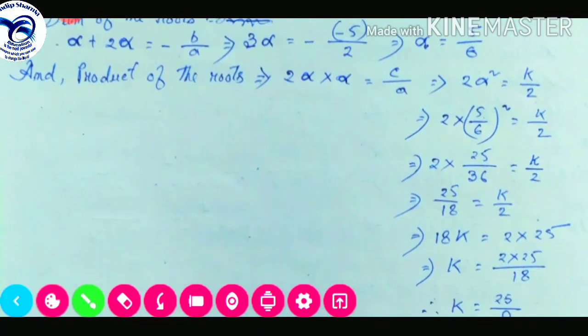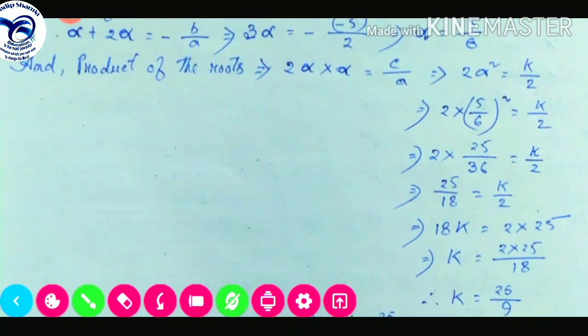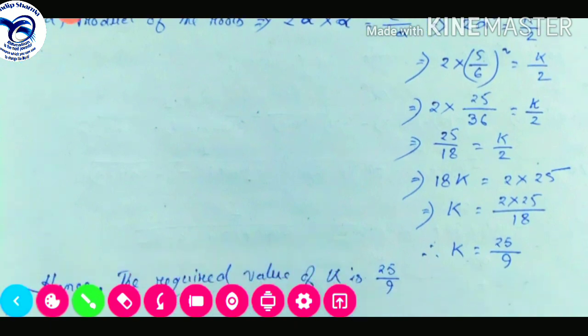Now this 36 is divisible by 2, so it will be 18. So 25 divided by 18 is equal to k by 2. Now if we do cross multiplication, then it will be k into 18, that means 18k, and 25 into 2. Now we need to find out the value of k. So dividing 2 into 25 by 18, it will be 25 by 9, since 18 is divisible by 2, 9 into 2 is 18. So the required value of k will be 25 by 9.